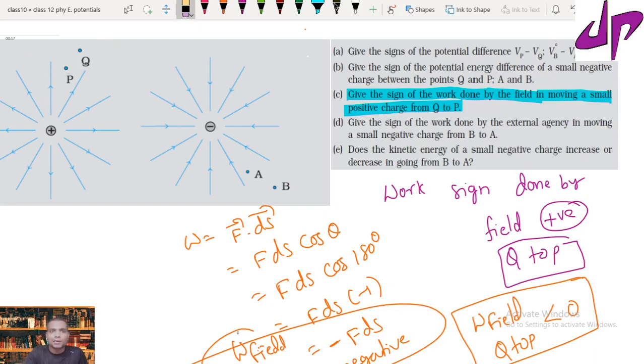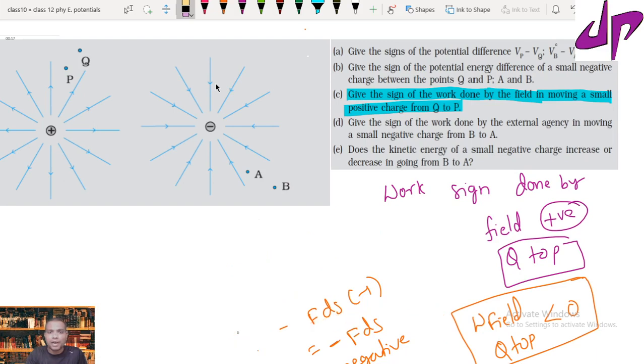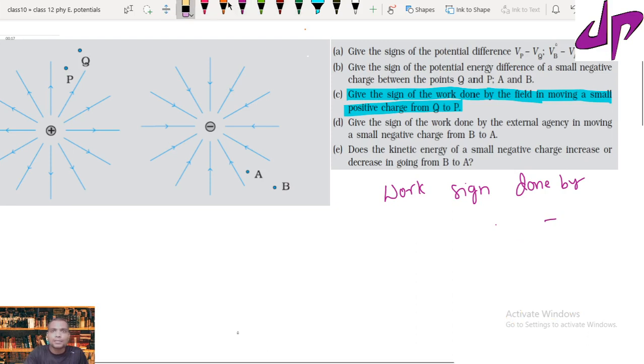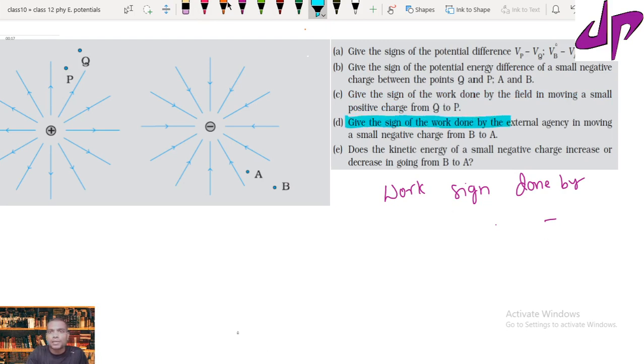Now let's see the next question, the D part. What is the sign of work done by the external source or external agency in moving a small negative charge from B to A?